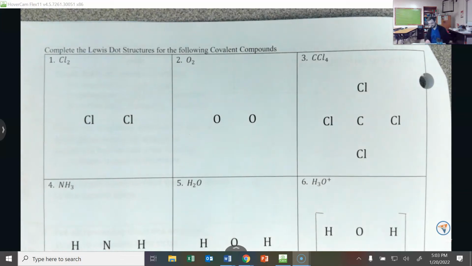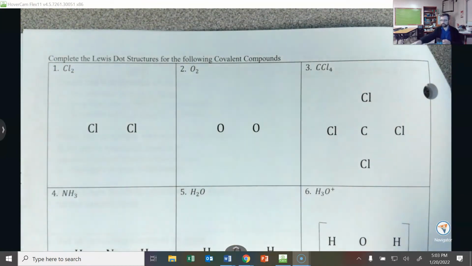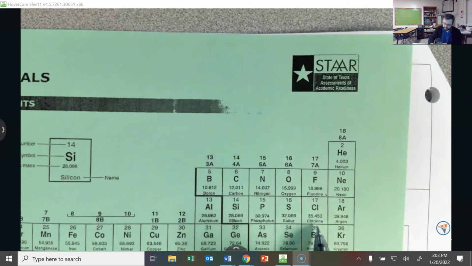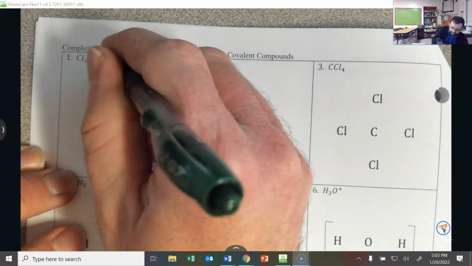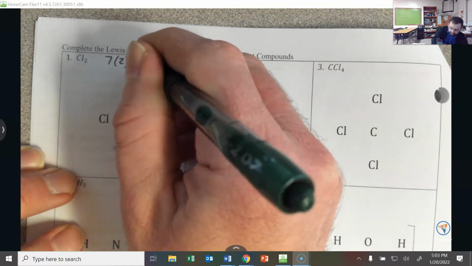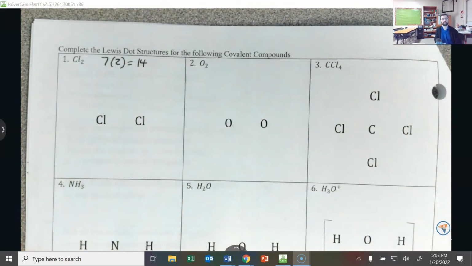Okay, let's do a few more examples of Lewis structures here. So to start with, I've got Cl2, and if you look on your periodic table, you'll find that Cl is in group 7A, so it's got 7 valence electrons. Since I've got 2 of those, I'll do 7 times 2. Gives me 14 valence electrons to work with, doing the counting step.